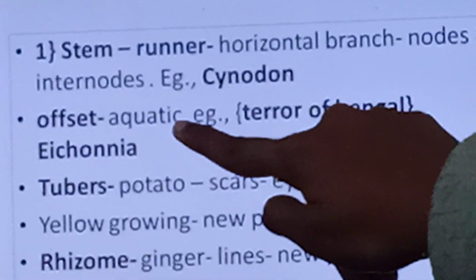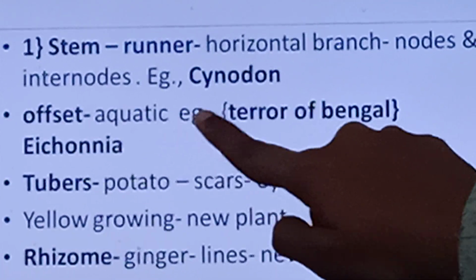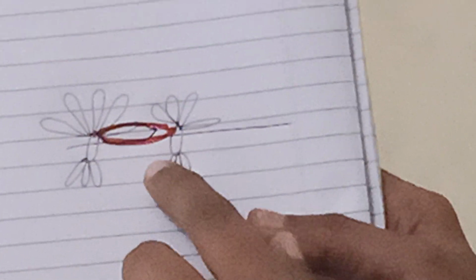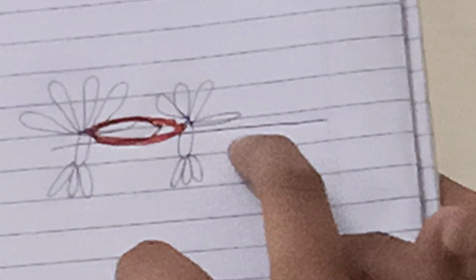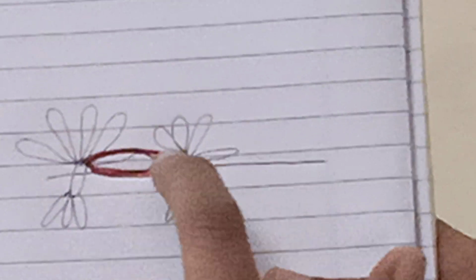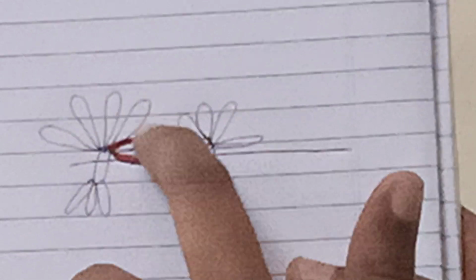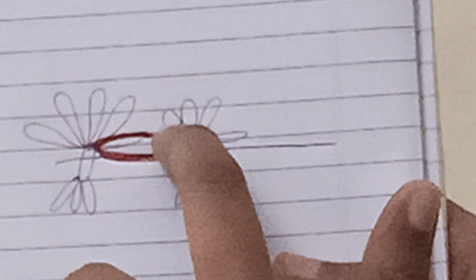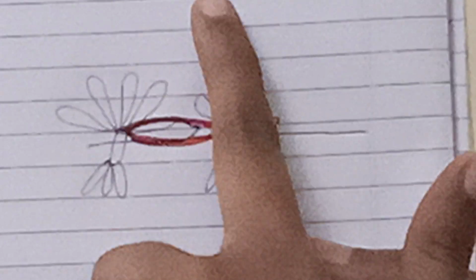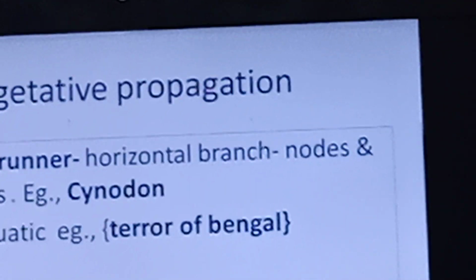Next, offset. These are of the aquatic type. Example, terror of Bengal, Eichhornia. See this diagram. This is a horizontal branch. Nodes and internodes are there. A swollen part is there. When this swollen part comes in contact with the soil, a new branch develops. This is an example of an offset.